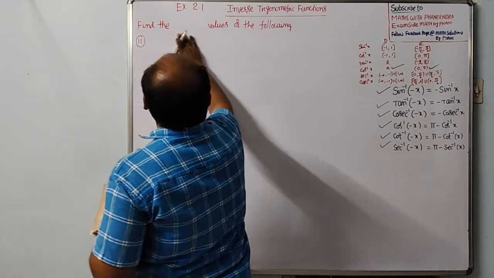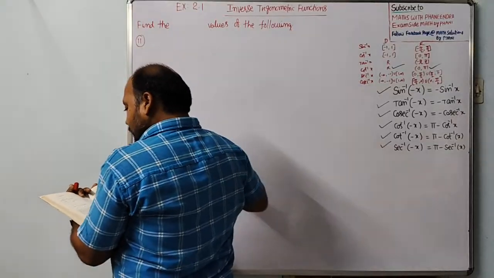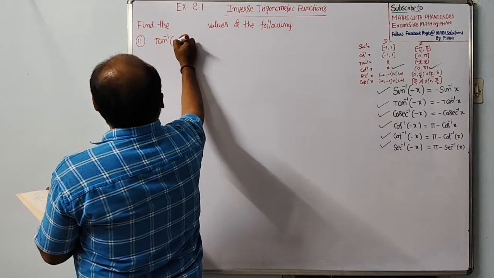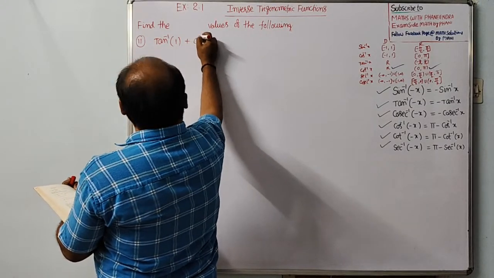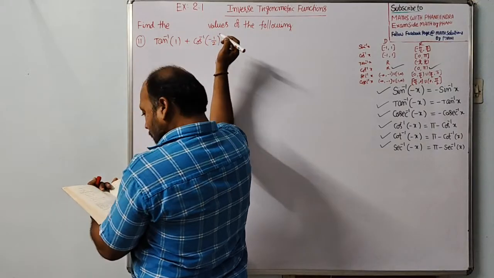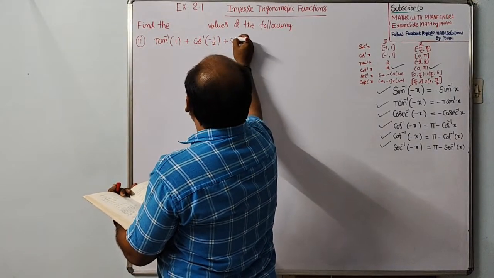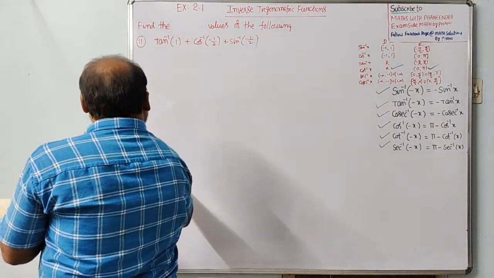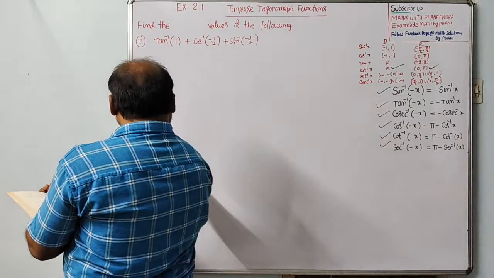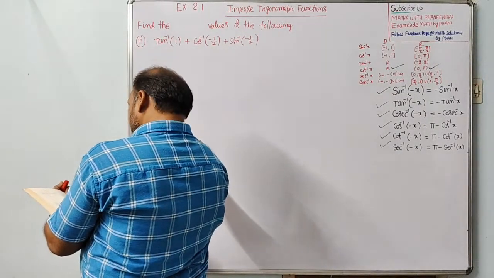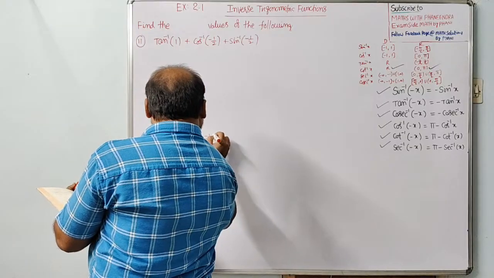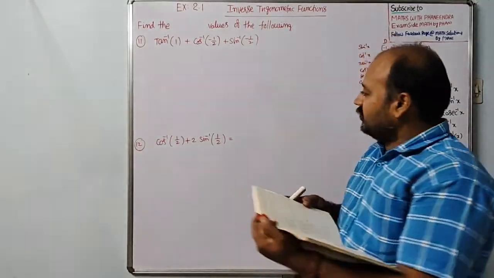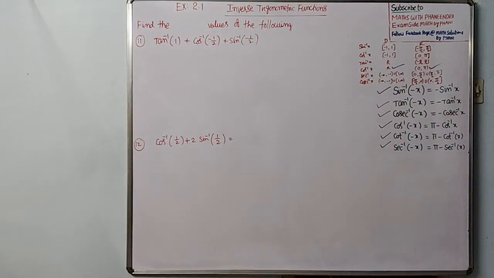Just not principal values. Principal values are over. The questions: tan inverse of 1 plus cos inverse of minus 1 by 2 plus sine inverse of minus 1 by 2. Next, question number 12: cos inverse of 1 by 2 plus 2 into sine inverse of 1 by 2 is equal to. After that, 2 objective questions are left. We will do it.